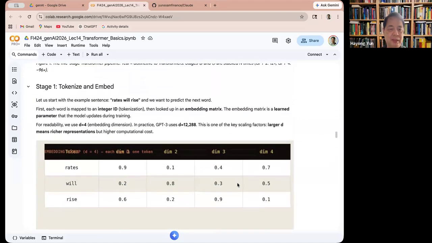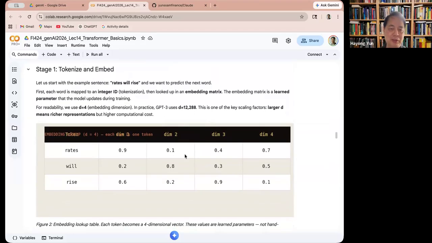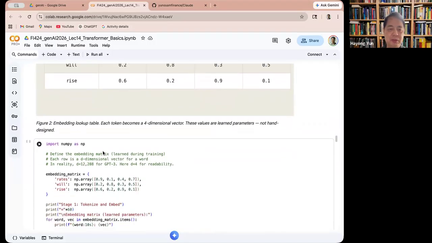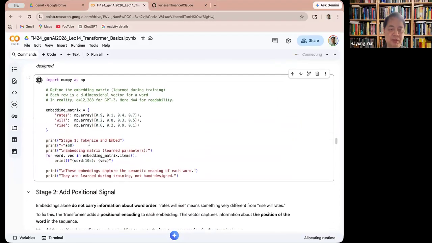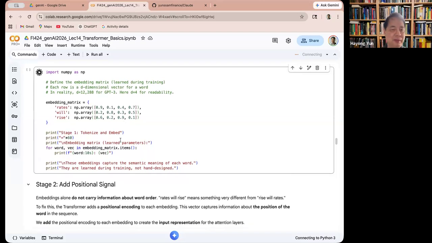So the first step is tokenizing. Tokenizing means converting a word into some kind of number. In this particular case, we are making up the numbers: rates is 0.9, 0.1, 0.4, 0.7 in a four-dimensional space. In reality, GPT-3 uses more than 12,000 dimensions, so this is just a simplification. Rates and will and rise will have these numbers. Let me just show you how rates will rise looks like this. And you can run it.